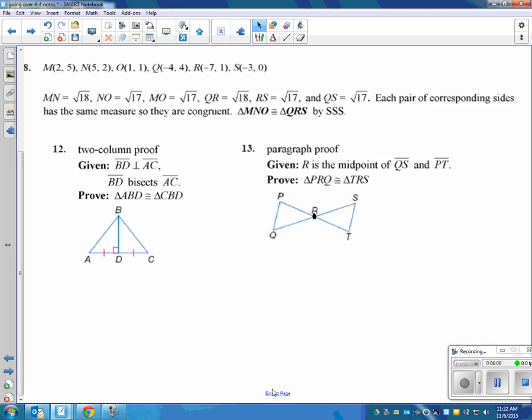RP is congruent to RT. And then our next statement is that those two angles are congruent by vertical angles. So how did you prove that these two triangles are congruent?